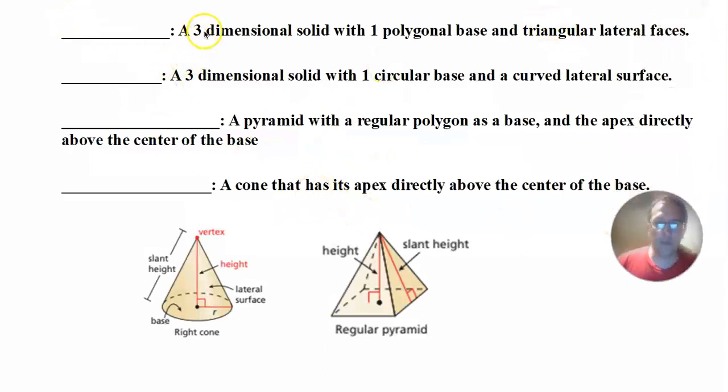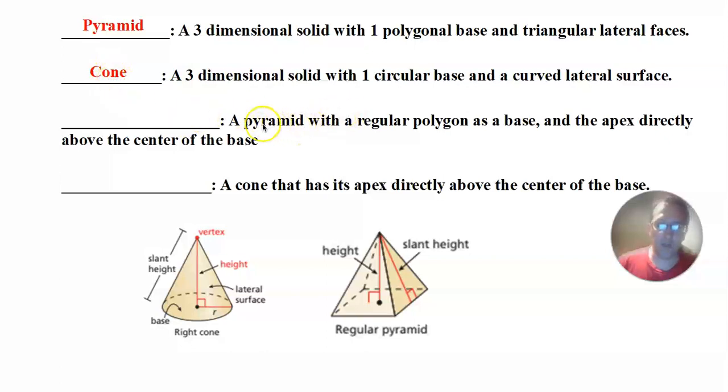First, a three-dimensional solid with one polygonal base and triangular lateral faces is a pyramid. Right here, we've got some kind of polygon for the base. That just means it has straight sides, and all of the lateral faces are triangles. That's a pyramid. If instead you have a circular base with a curved surface, that is a cone.